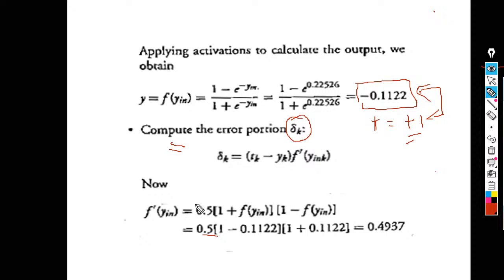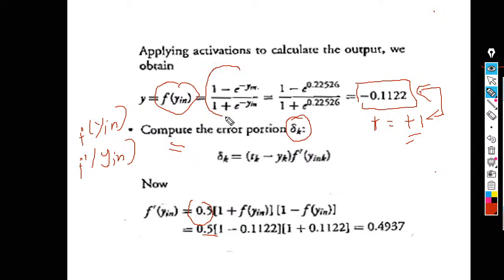I will explain that, but before that, we require f dash of this particular value. Here we got f of yin. Now we want f dash of yin. How can we get this? We can get this by this particular formula: 0.5 multiplied by (1 plus f of yin) into (1 minus f of yin). Why did we get this expression? Because here we have this particular formula.